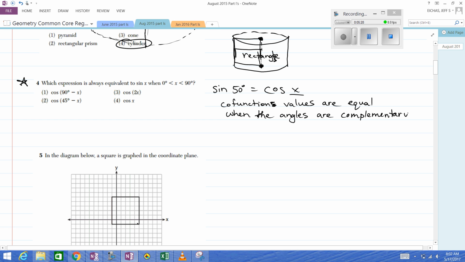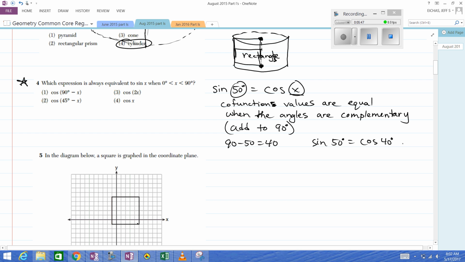When you're talking degree measurements, convert that to add to 90. All right, so if we have this problem, what we would pretty much do is 90 minus 50 to get 40. And sine 50 degrees is the same as cos of 40 degrees.